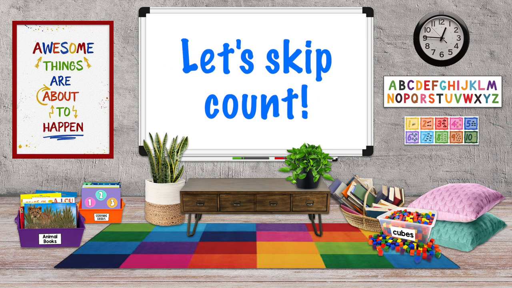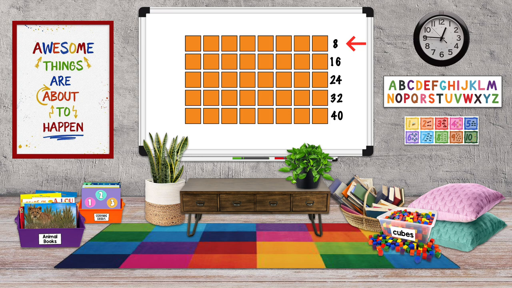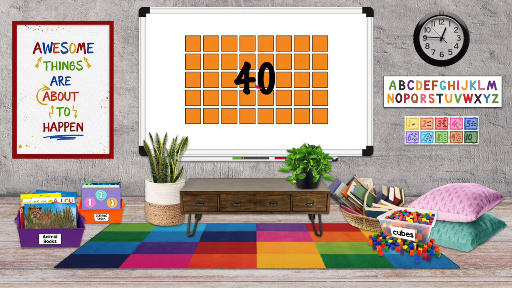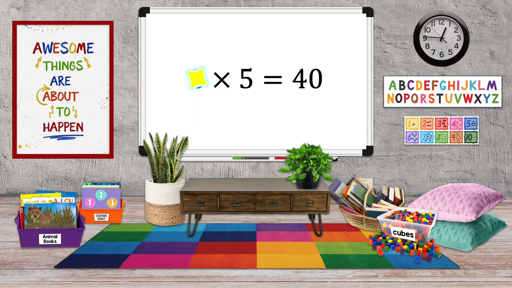Let's skip count by 8s. Count with me. 8, 16, 24, 32, 40. Our array has 40 objects total. We have our product. 8 times 5 equals 40.